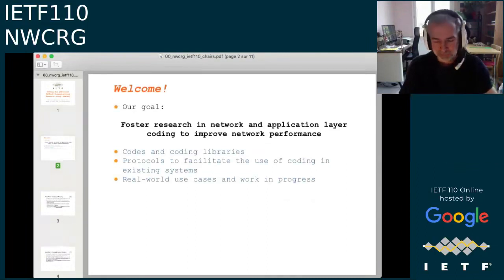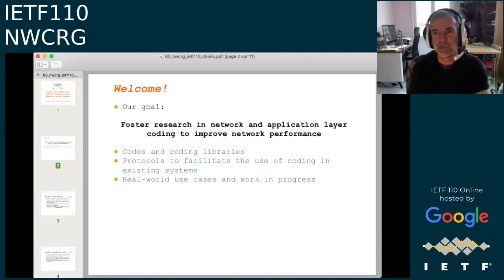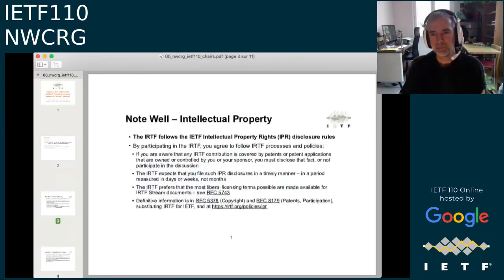So our goals, which have not changed since a long time, is to foster research in network and application layer coding, and the goal is to improve network performance. So through the years, we looked at coding libraries, the protocols to use these codes, and a lot of real-world use cases. And there's work in progress, especially in congestion control, for example.